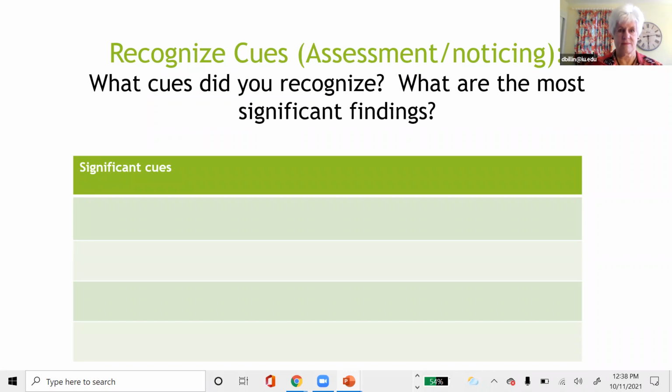I'm going to pause again for a minute. What cues did you recognize and what are significant? I'll wait just a minute until you have a chance to do this. Remember, we're hovering. We're waiting to watch the clinical judgment process here, so don't get too carried away with worrying about the data.